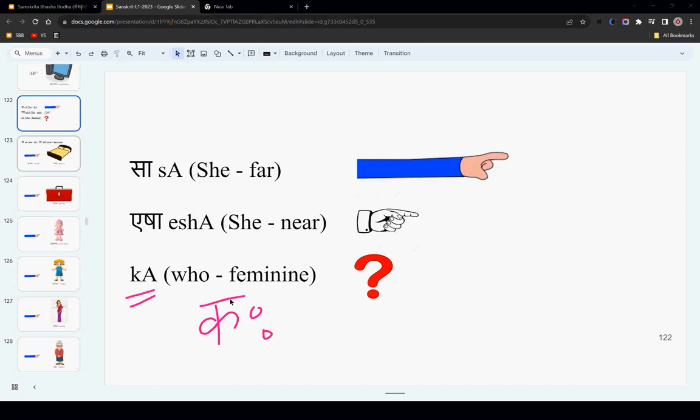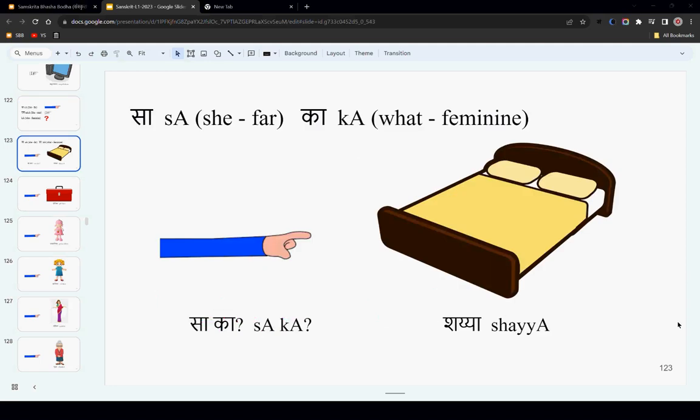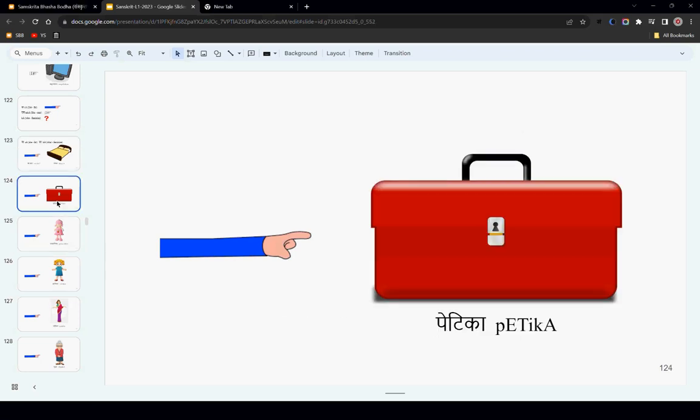To ask the question with reference to a masculine word: kaha eshaha, kaha saha, kaha balakaha, which boy, kaha balakaha. So this question word also changes to ka in feminine. So we have here sa ka, asking what is this. So we have sa shayya.